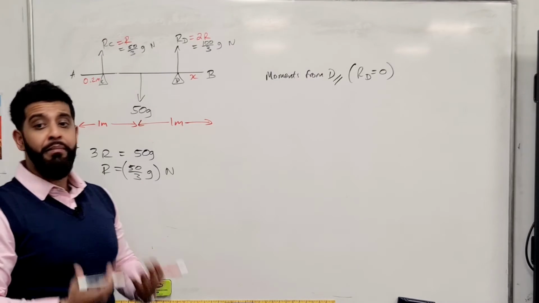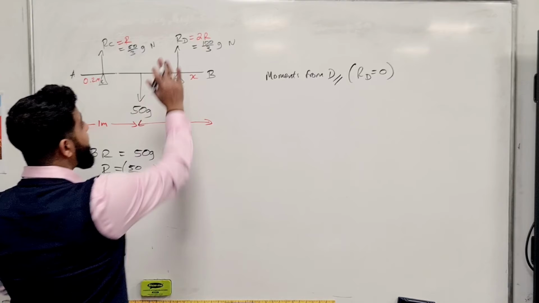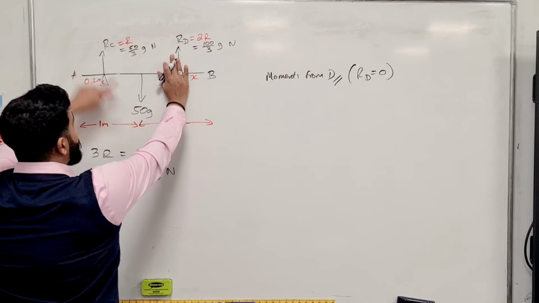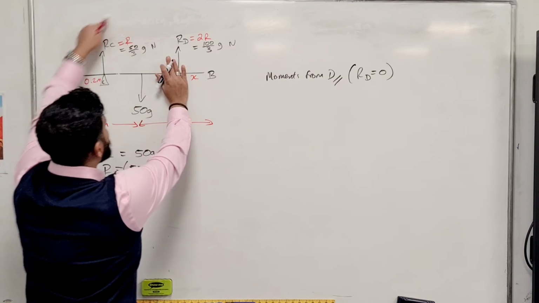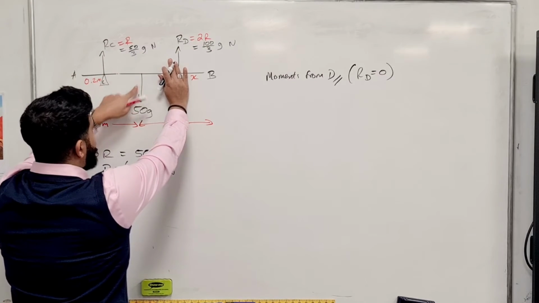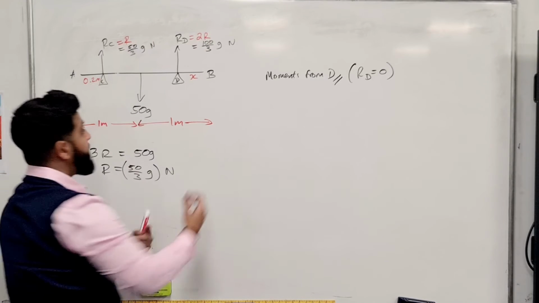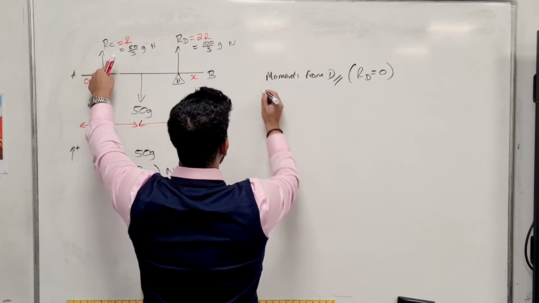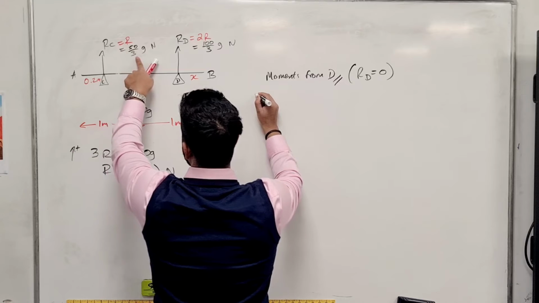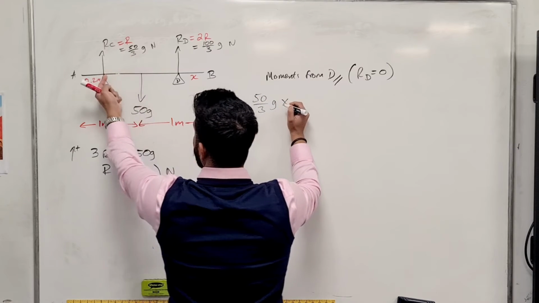Next, I need to establish my clockwise and my anti-clockwise. So if I'm taking moments from here, I have these two forces. This one will be going that way, so this one will be clockwise, and this one will be going that way, which will be anti-clockwise. Right? So let's start with our clockwise. So therefore, RC, which is 50 over 3g times the distance to this.